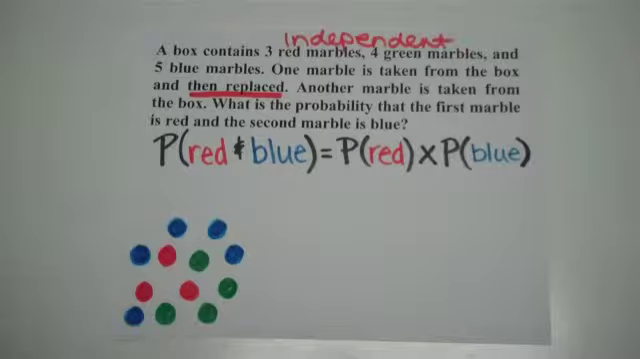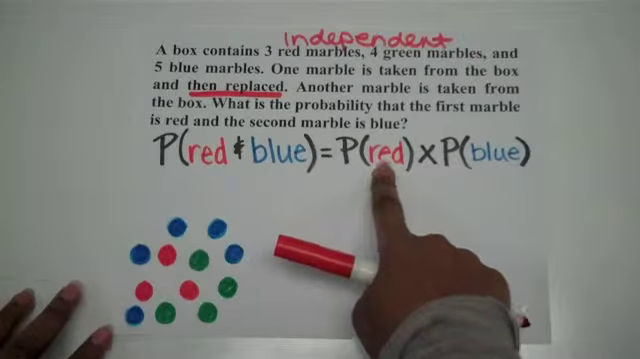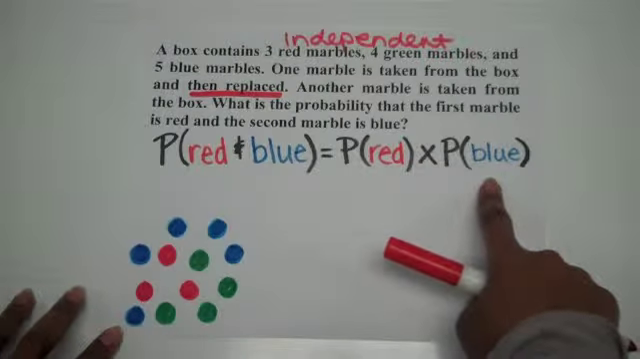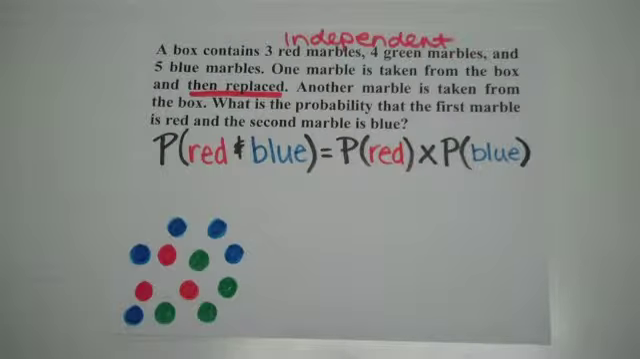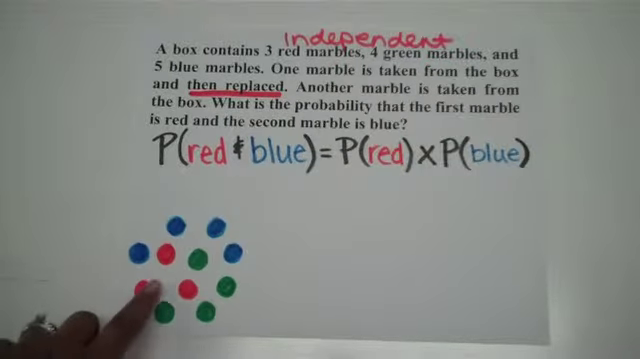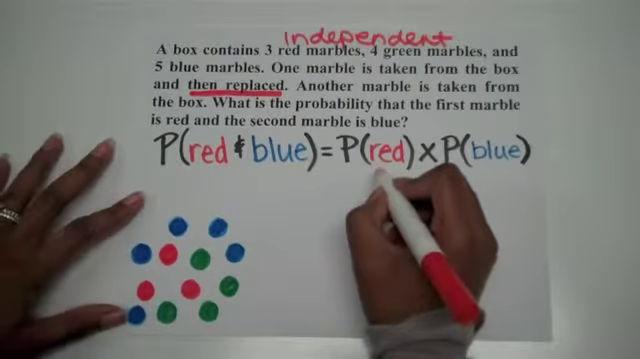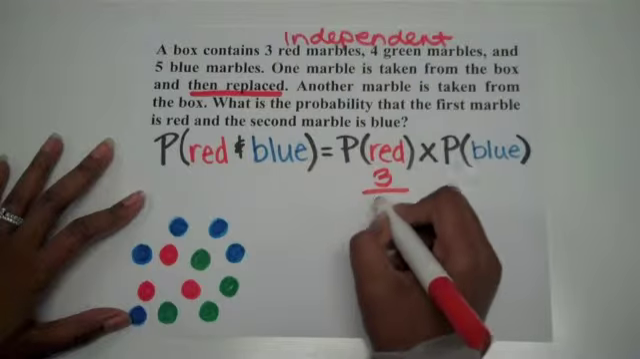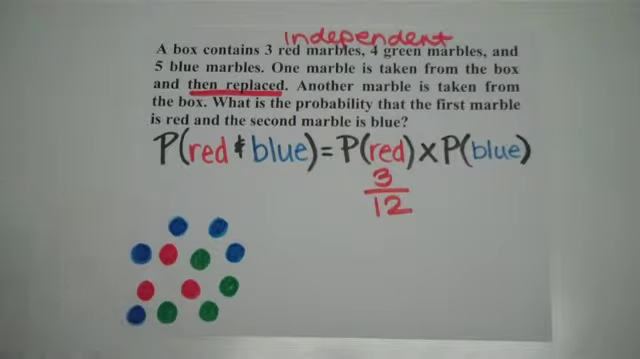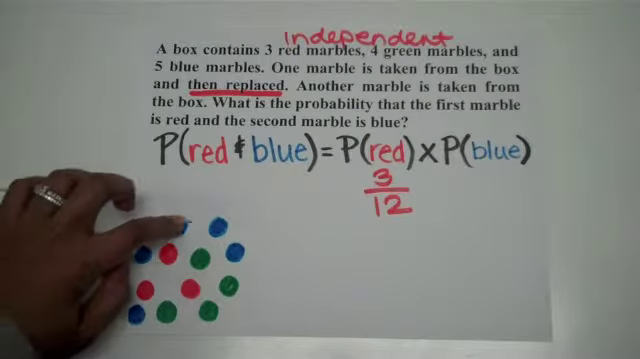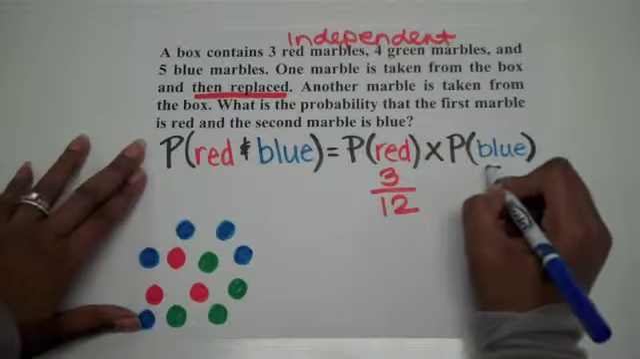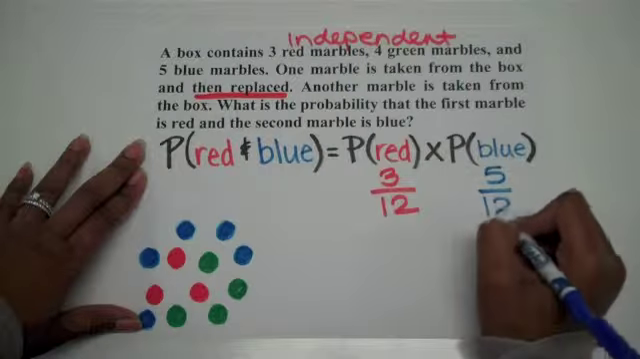All right, so all we need to do is find the probability of pulling a red marble and multiply it by the probability of pulling a blue marble. Well, if you remember from simple events, we just need to find our number of favorable and put that over our number of possible. So I've got 3 red marbles out of a total of 12 possible marbles. So my probability of drawing a red marble is 3 out of 12. My probability of getting a blue marble is there are 5 blue marbles out of 12 possible marbles.